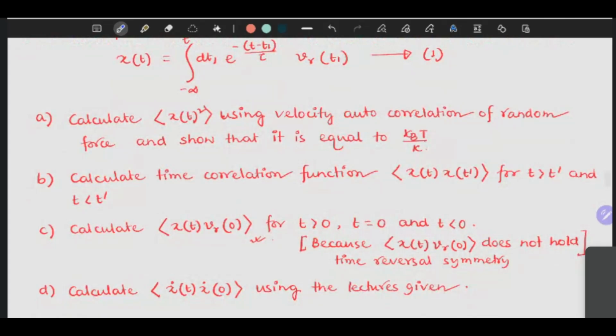Now we are told to calculate the time correlation function. Okay.